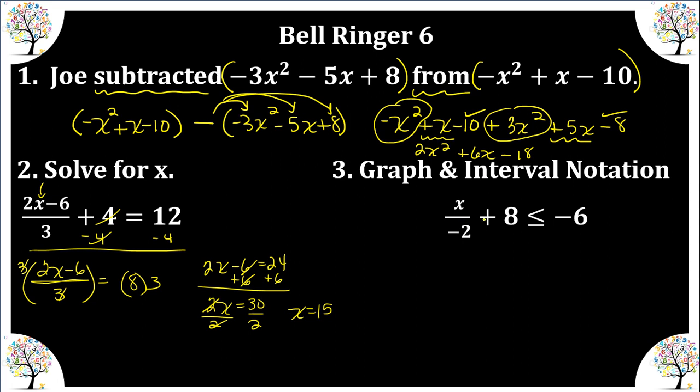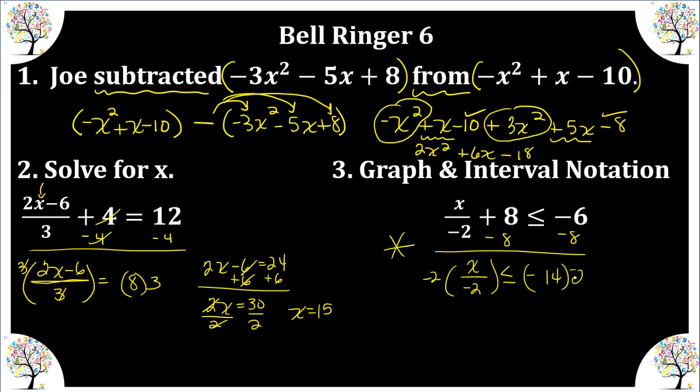So we have division and then adding. So we're going to go backward. Let's subtract 8 from both sides. Then we're going to undo division by multiplying. Now I'm going to put a big star to remind us, because we're multiplying or dividing by a negative, we have to flip around the inequality. So x is greater than or equal to 28.